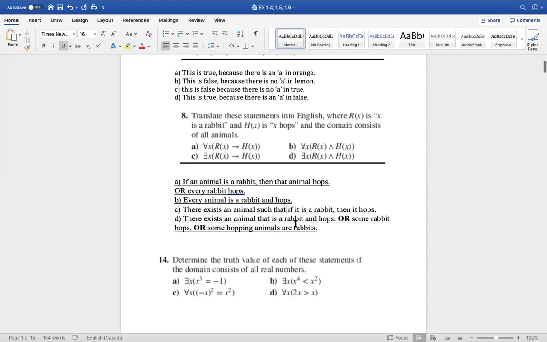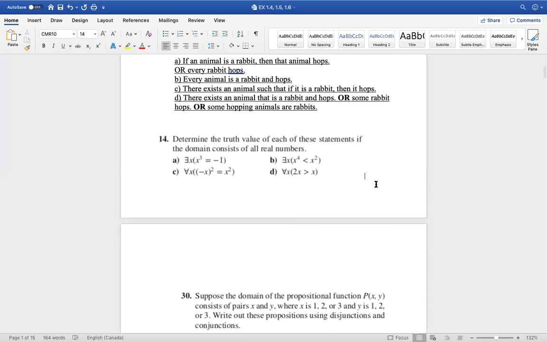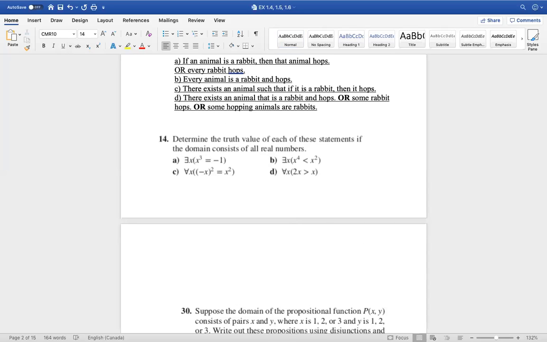Any other question? All right. If not, let's move on to question number 14. Here, we have to determine the truth value of each of these statements if the domain consists of all real numbers. In determining the truth value, knowing the domain is very important because our answers will be based on the domain. Now that we know that our domain consists of all real numbers, we can answer more precisely.